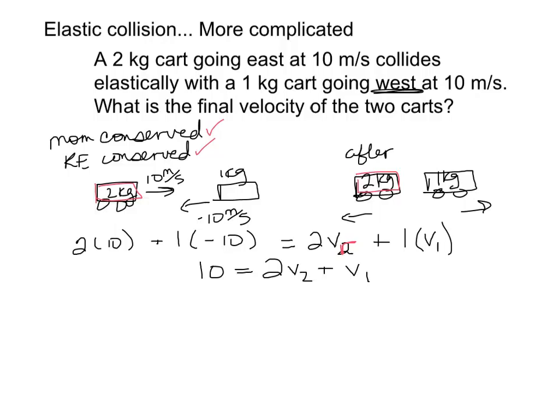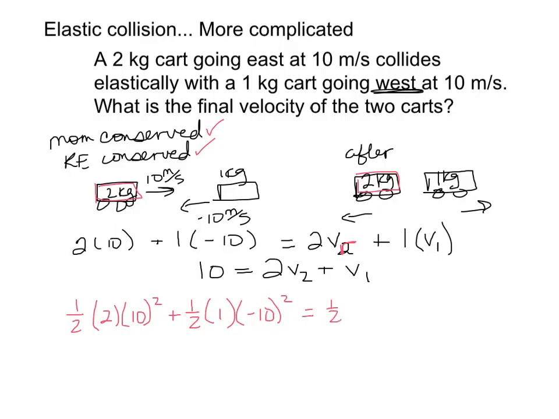So kinetic energy is conserved. We have 1/2 the mass, 2, times its velocity squared, plus 1/2 the mass times negative 10 squared. Do we really have to put the negative in? Because what do you get when you square a negative? You get a positive number. So direction in kinetic energy doesn't matter at all.